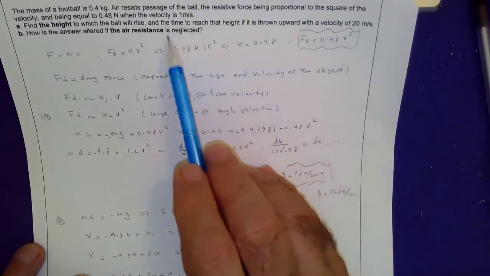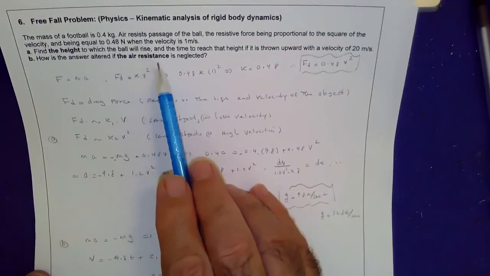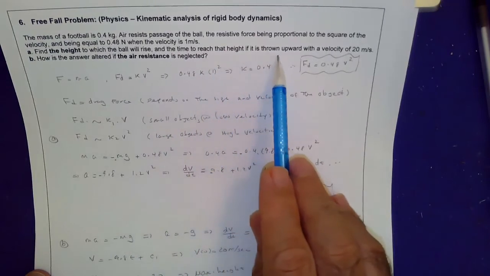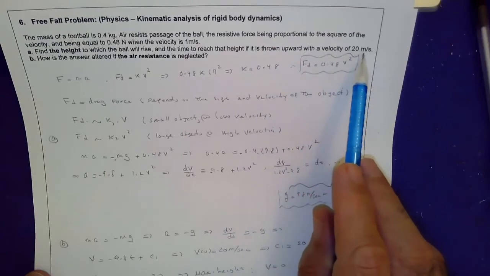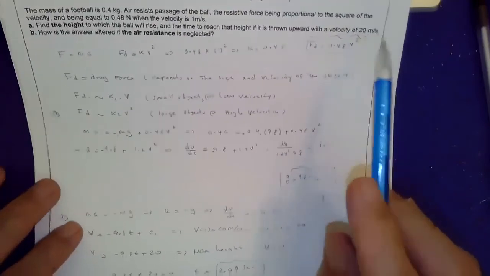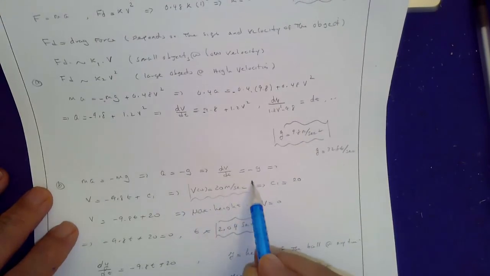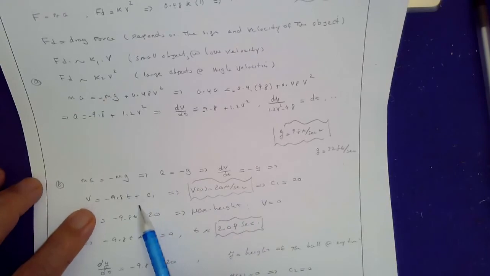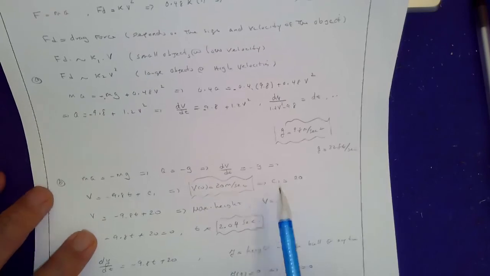Now, initial velocity. Notice it says find the height to which the ball will rise and the time to reach that height if it is thrown upwards with a velocity of 20 meter per second. That's your initial velocity. In other words, v sub 0 is equal to 20 meter per second. Impose that in this function. Find out what c1 is. So I found out c1 is 20.